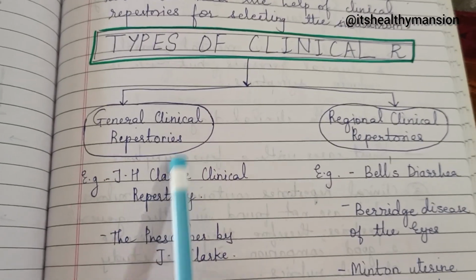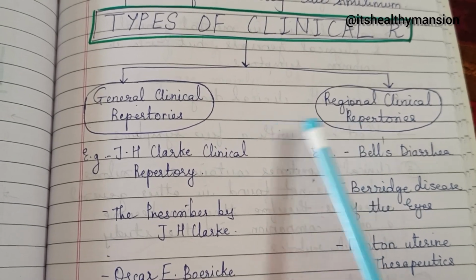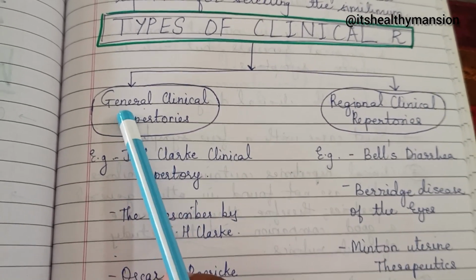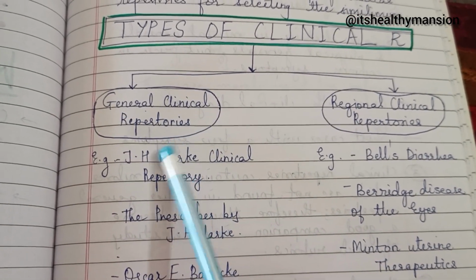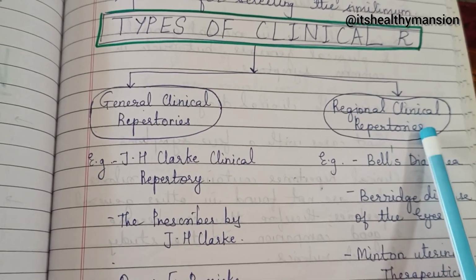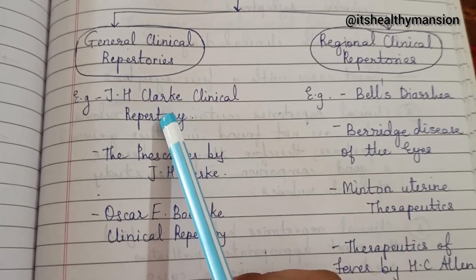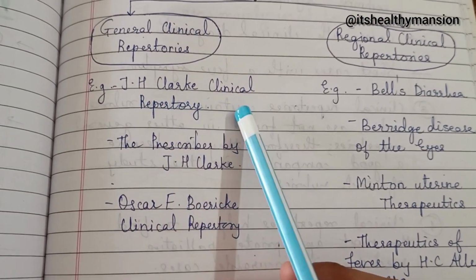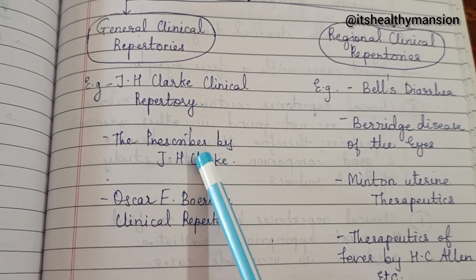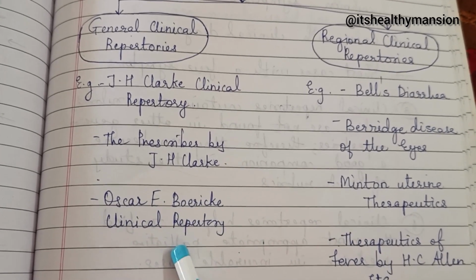Now, types of clinical repertories. There are two types of clinical repertories. One is called general clinical repertories, which cover the whole body, and second, regional clinical repertories. First, general clinical repertories, examples: J.H. Clark's Clinical Repertory, The Prescriber by J.H. Clark, Oscar E. Boericke's Clinical Repertory.